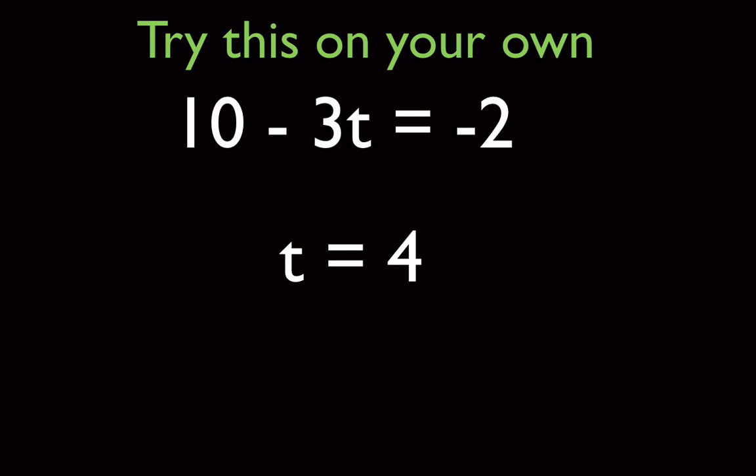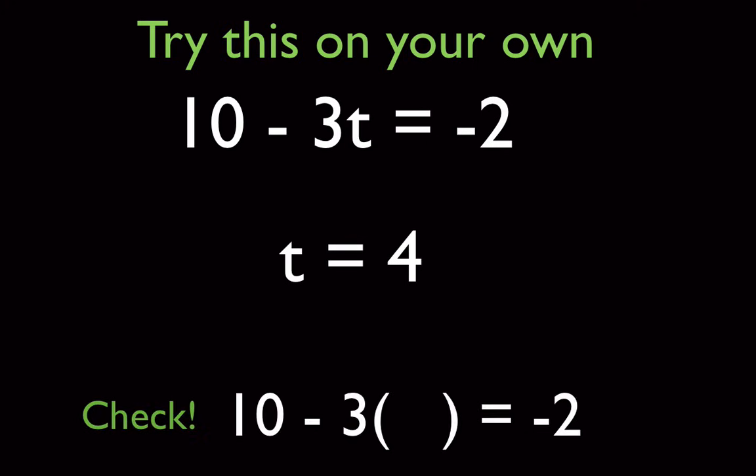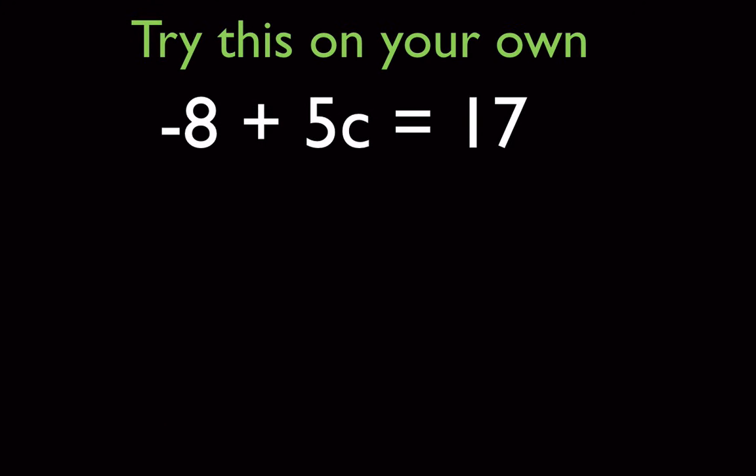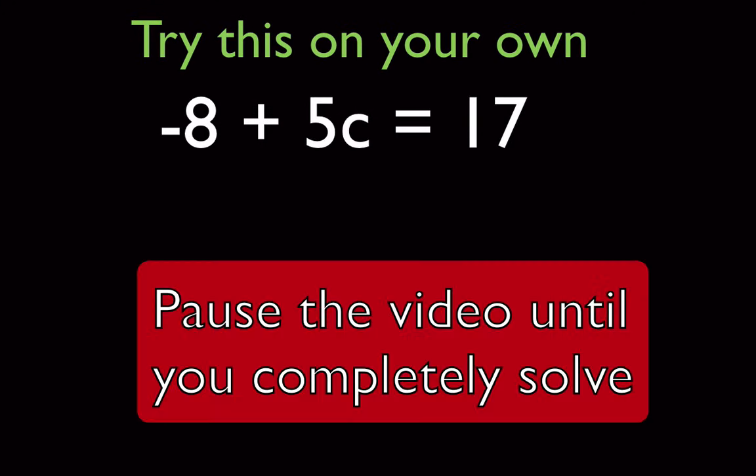All right, testing out that 4. I'm going to end up with 10 minus 3 times 4, which is 12. 10 minus 12 is negative 2. Okay, another one to try on your own. Go ahead and hit pause, hit play when you're ready.